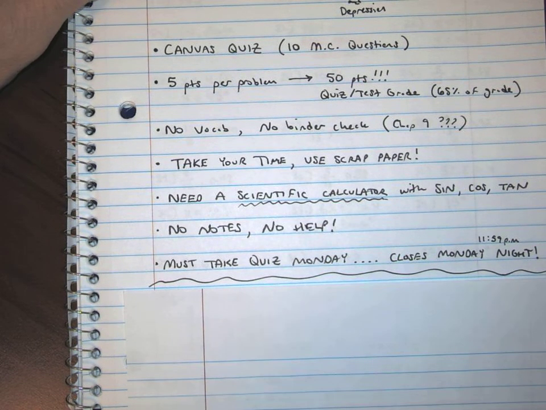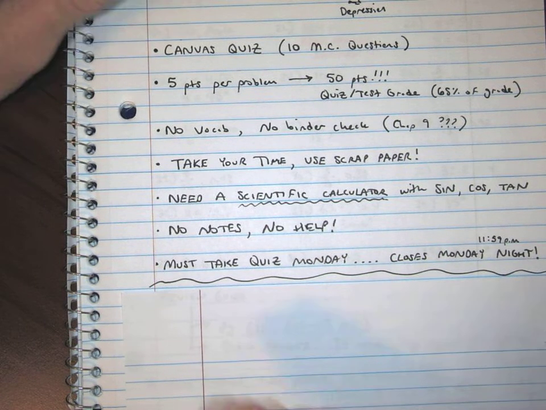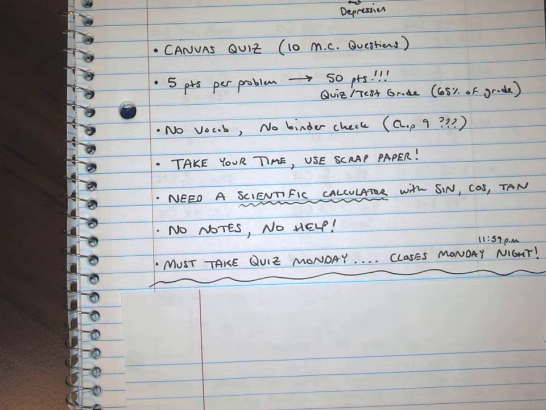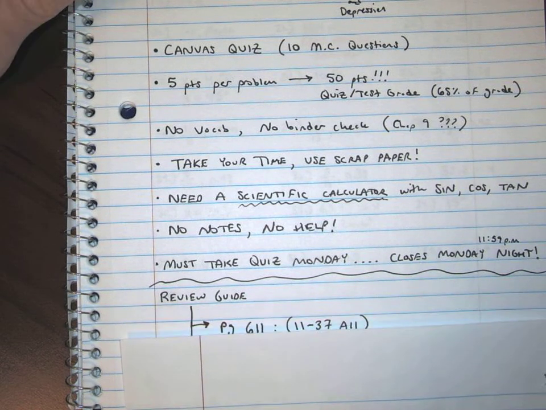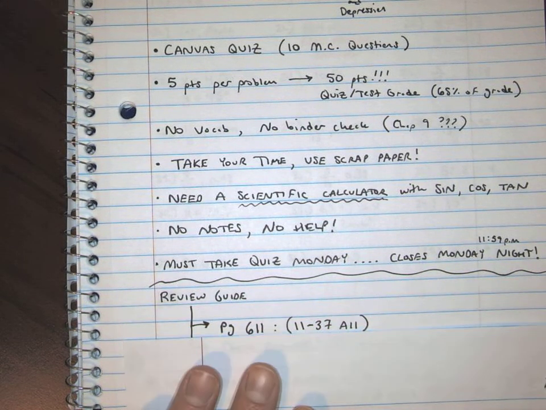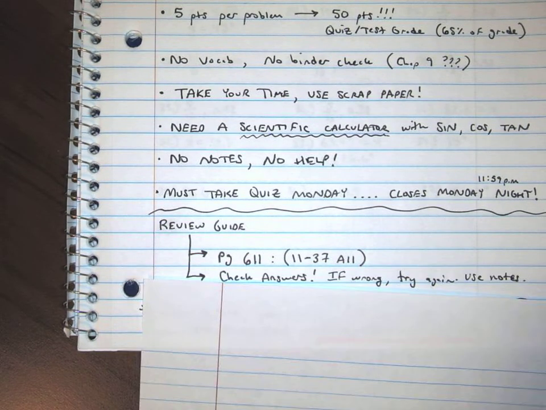If you guys are going to take a quiz on Monday, I need to prepare you for it. And since we've been working in Chapter 9 already, we did 2 lessons in Chapter 9, we need to go back and do some review problems. So here's what I've got for you right now. Here's your review guide. You can find it on page 611. It's problems 11 through 37 all.